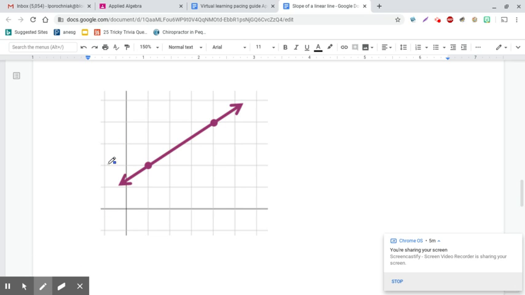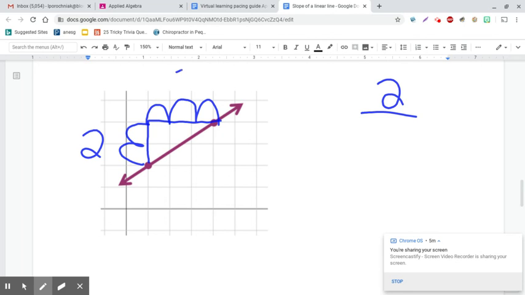Read it like a book. What point do we hit first? We hit this point first. To get to the other point, we have to go up and then over. So let's count how many it takes to go up. 1, 2. We went up, so it's positive. So my rise is going to be 2. Now let's go over. How many to over? 1, 2, 3. So the run's going to be 3.